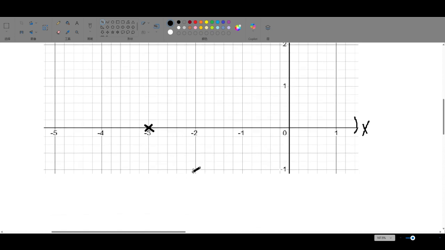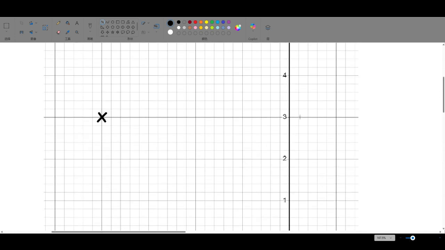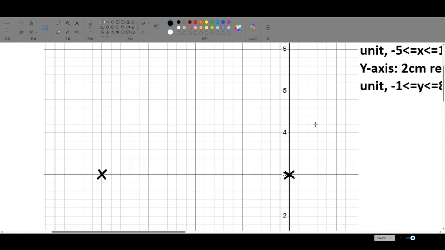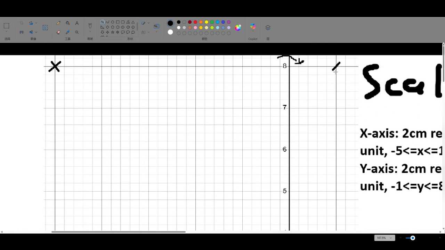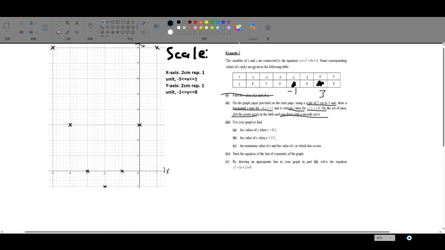And well, this is our fourth point. This is our fifth point. This is your sixth point. And last but not least, this is our seventh point. So all the points on your table should be plotted within the graph. Now your only goal is to try to connect them with a curve.